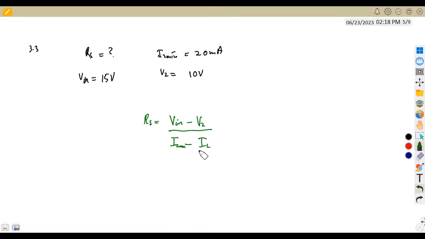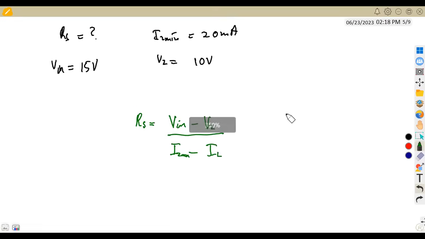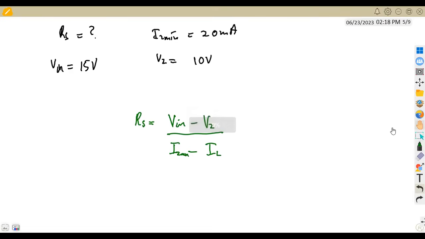So this is the Zener mean current. So we have got these values in this case. So what you simply need is to substitute in order to calculate our RS. So meaning to say RS is going to be Vin, which is 15 volts. So we're going to have 15 minus the voltage across the Zener diode, which is 10 volts, everything over IZ mean, which is the minimum Zener current that we have of 20 milliamps.